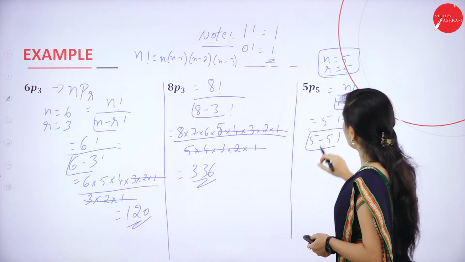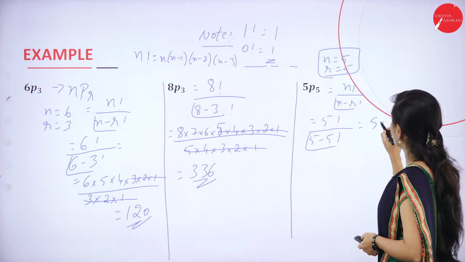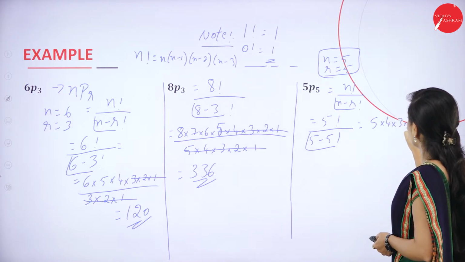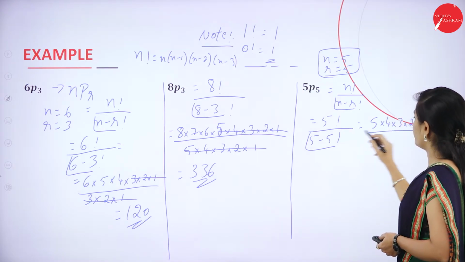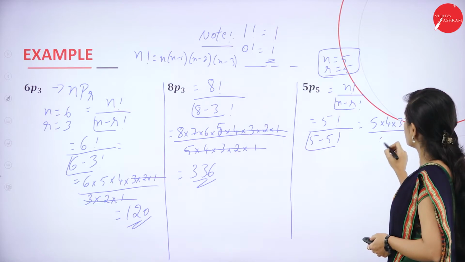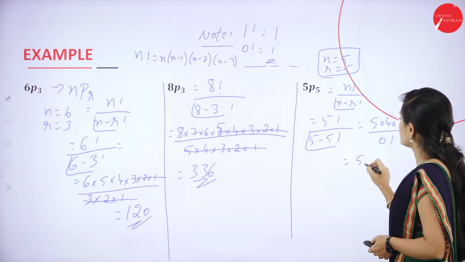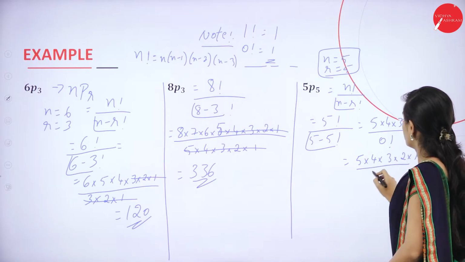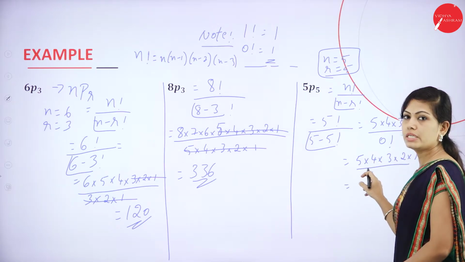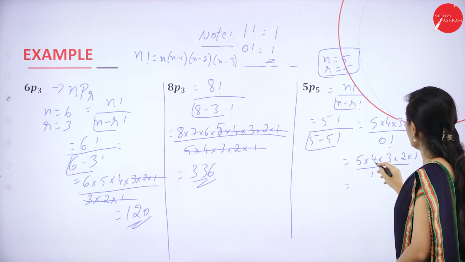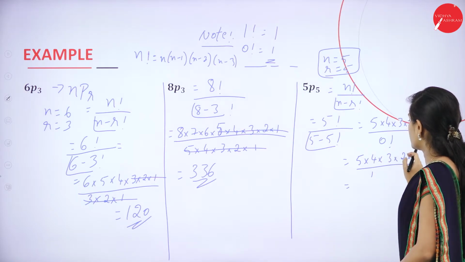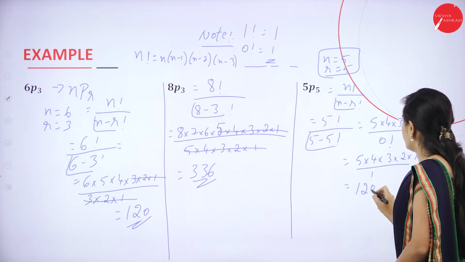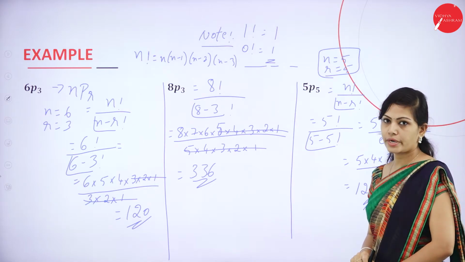So here I will apply the same condition. 5 factorial means 5, 4, 3, 2, 1 divided by 5 minus 5, which is 0 factorial. 0 factorial is 1. So 5 into 4 is 20, 20 into 3 is 60, 60 into 2 is 120. So the final answer is 120.